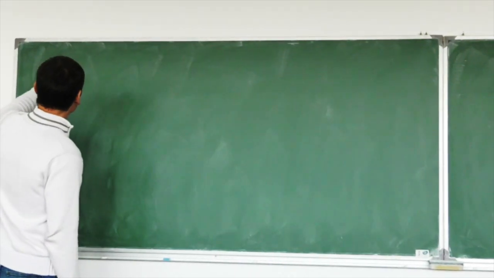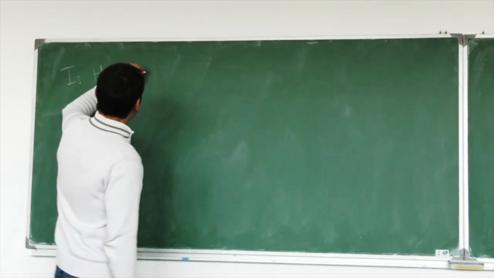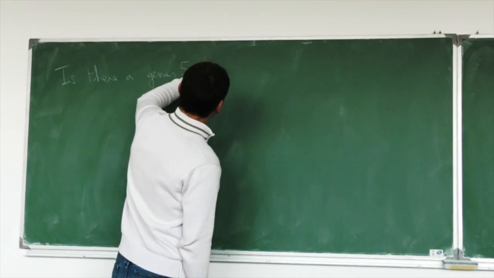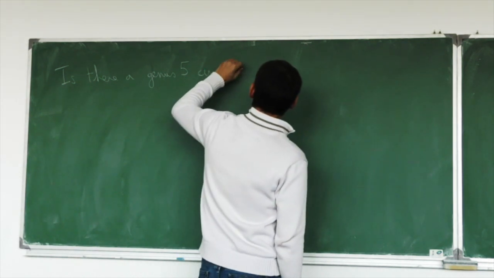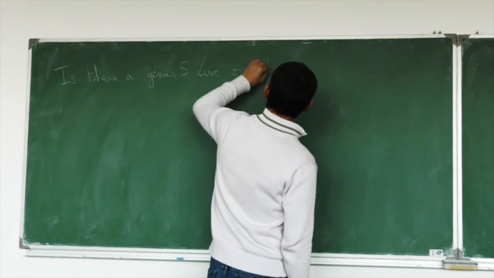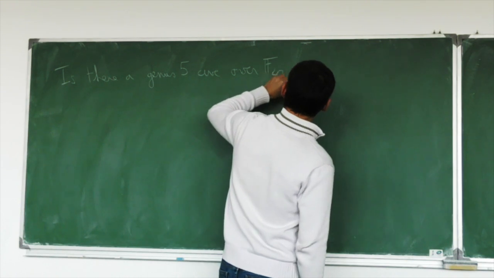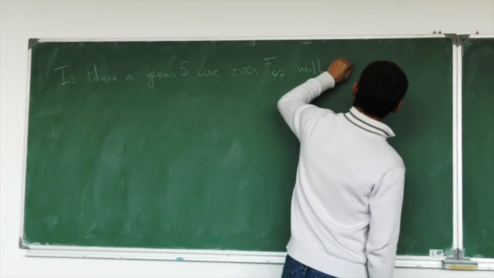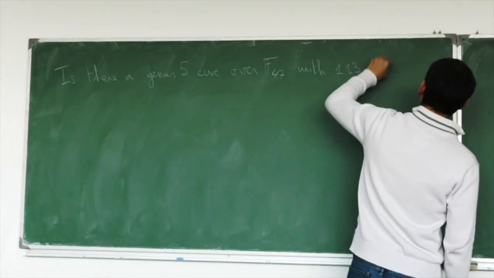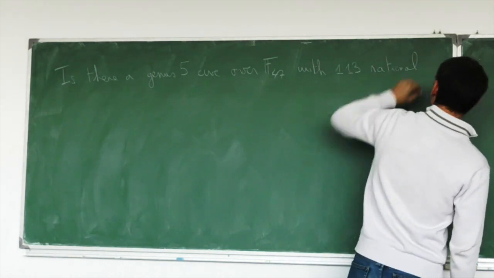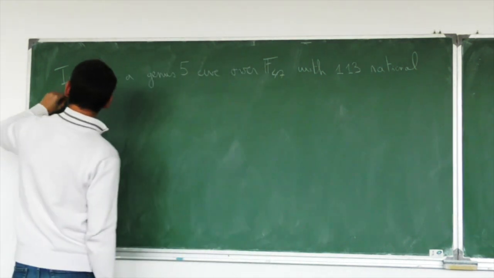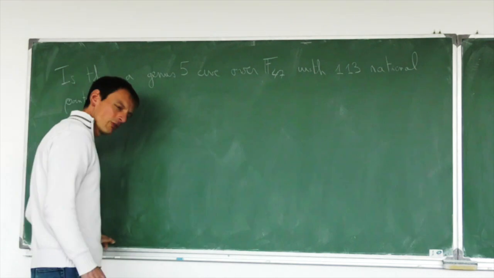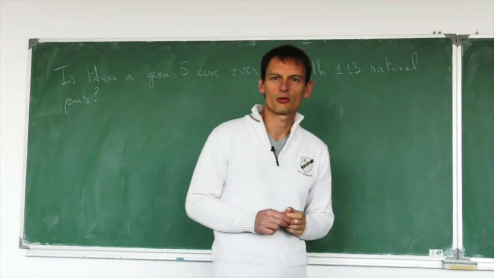Is there a genus 5 curve over F47 with 113 rational points? Okay, this is a very specific question, right?